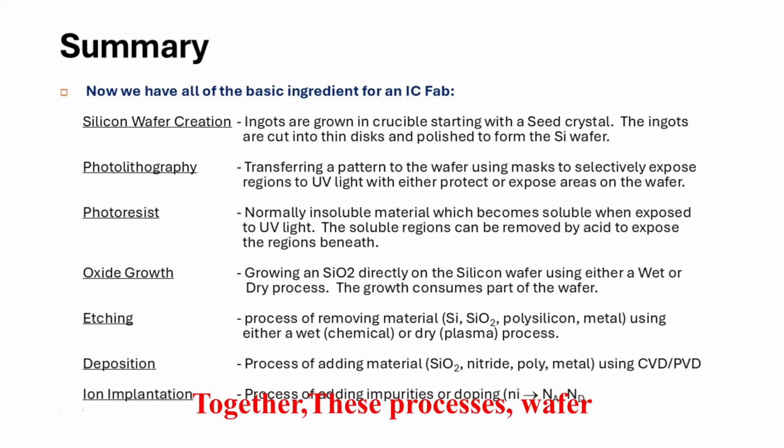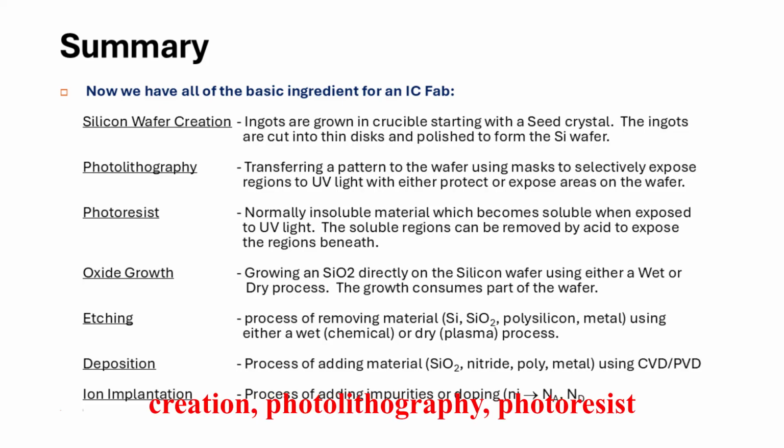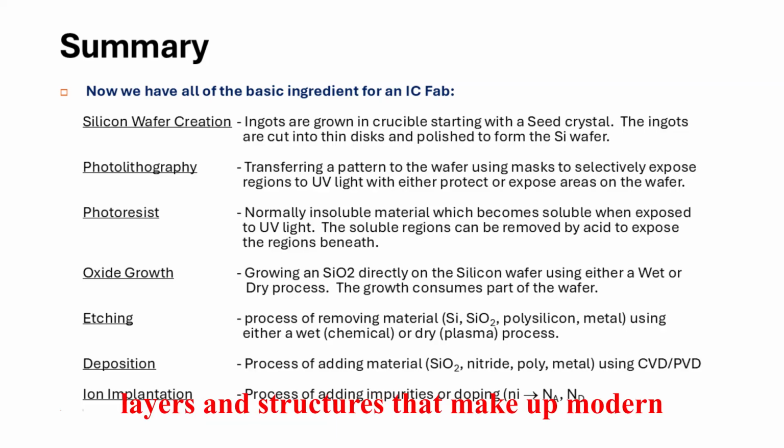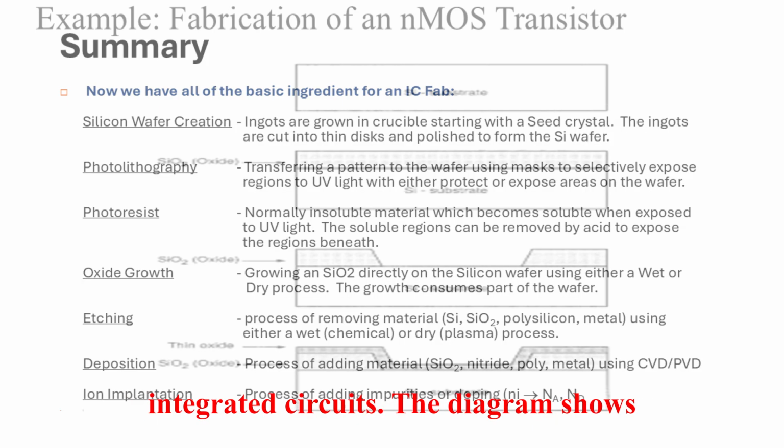Together, these processes, wafer creation, photolithography, photoresist application, oxide growth, etching, deposition, and ion implantation, form the core toolkit for building the layers and structures that make up modern integrated circuits.